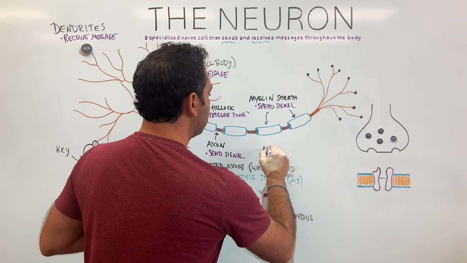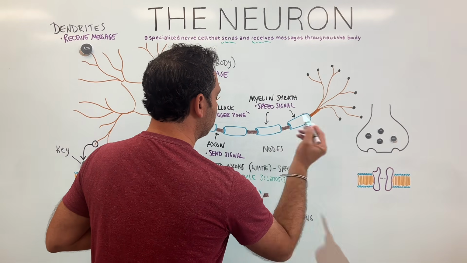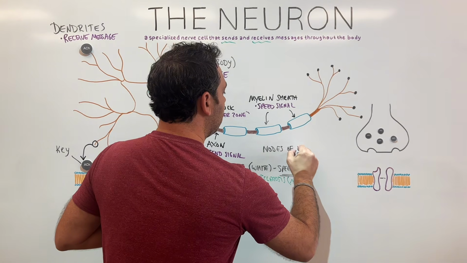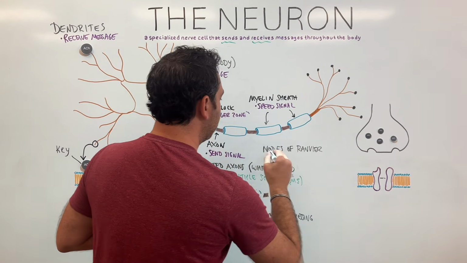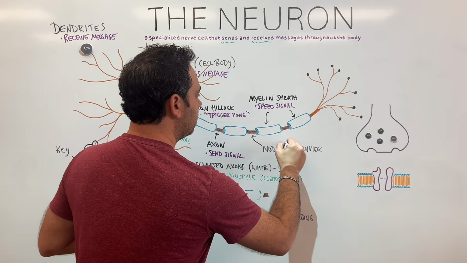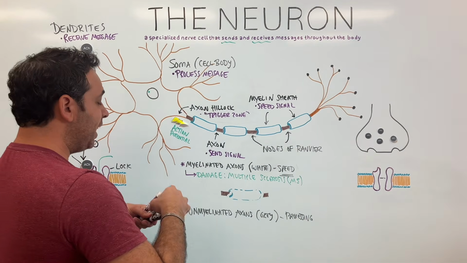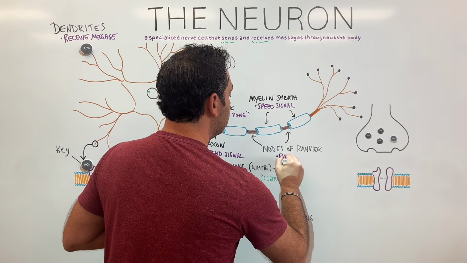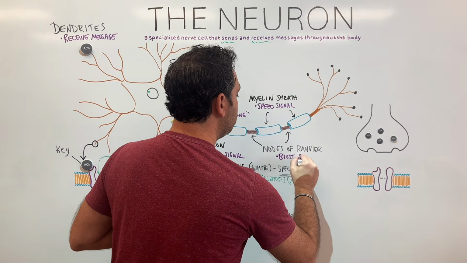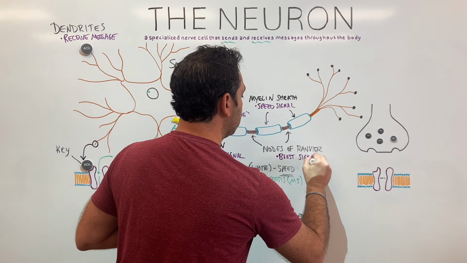There's actually a name for them. They're called the nodes of Ranvier. I love that phrase. Nodes of Ranvier, right? These little tiny gaps right here. What do those do? They don't just speed up the signal, they're going to give it an extra little boost, making it go quicker. So they boost the signal. Why does it do that?